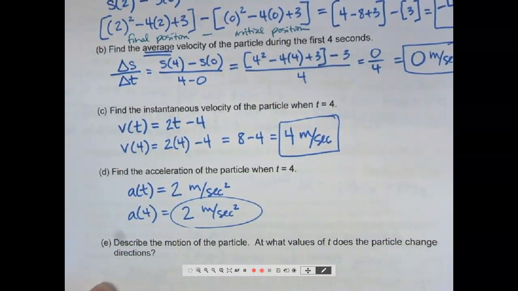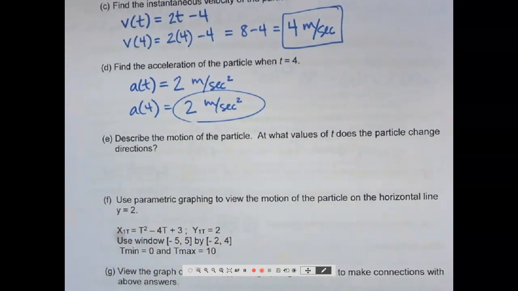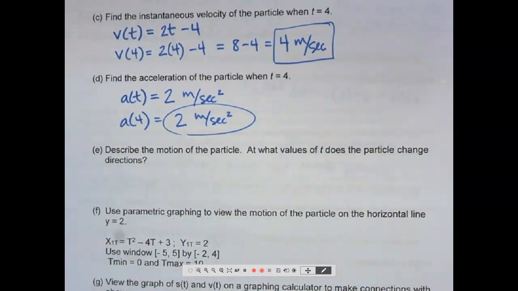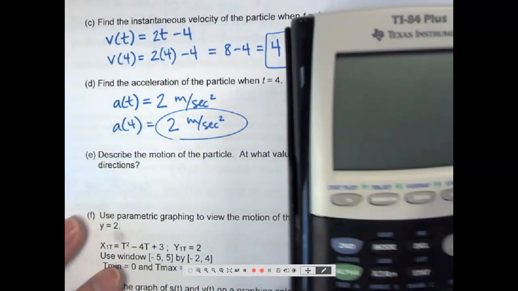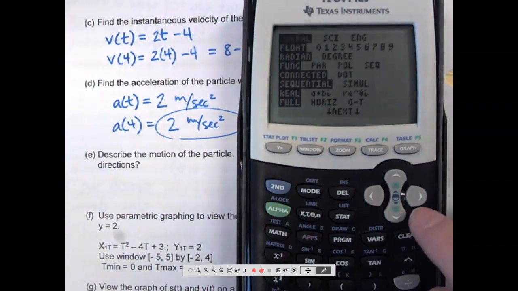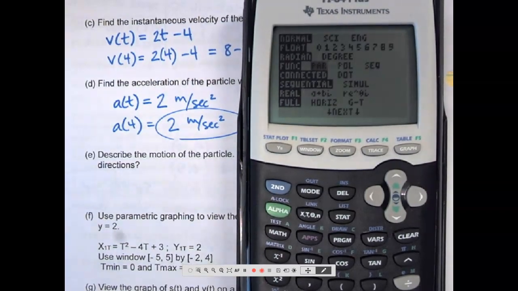Describe the motion of the particle. Okay, we're going to look at it on a calculator because we're starting to run a little close. So we're going to use a parametric graph to see the motion of this particle. Okay, so get a graphing calculator. All right, go to mode. And go to parametric instead of function. Right there.